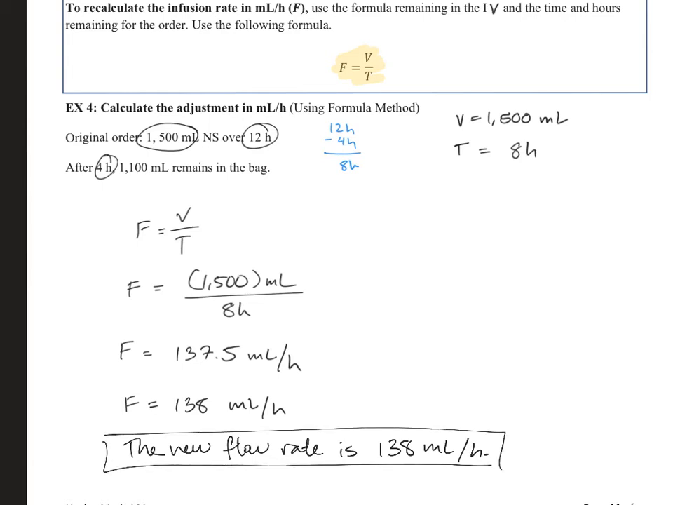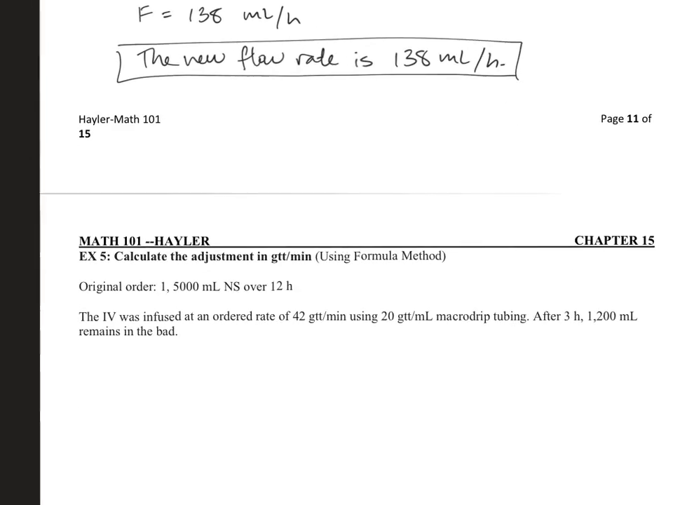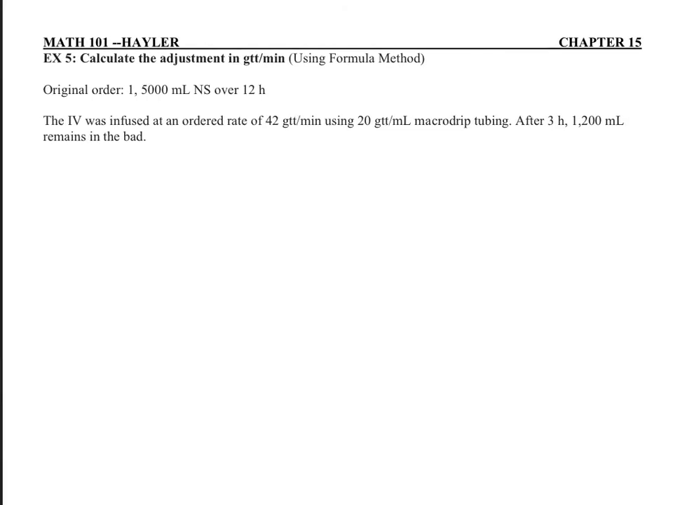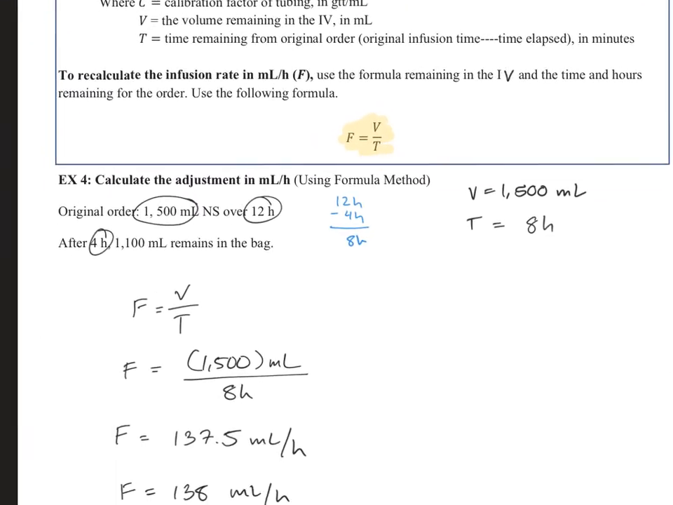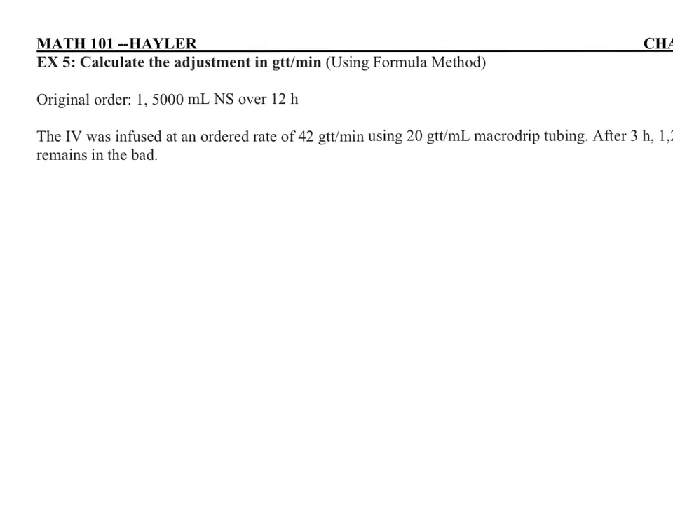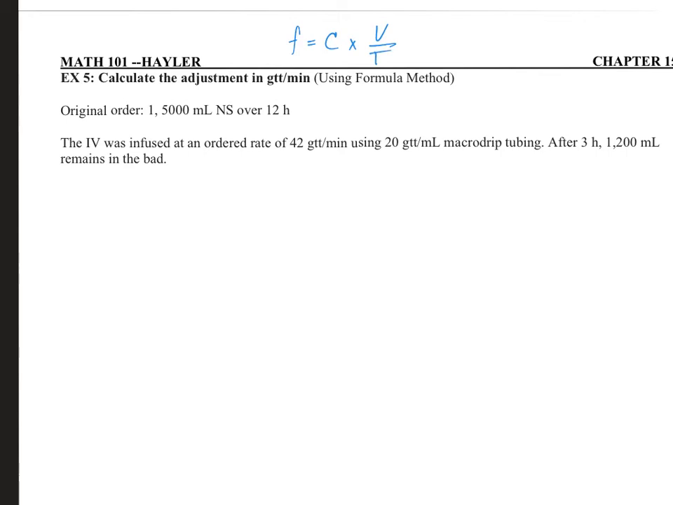Once again, you'd want to check to make sure that the flow rate you're changing it to is allowed by your facility. Let's go ahead and look at example 5. Now we're told to calculate the adjustment in GTT per minute using the formula method. So the formula for that is F equals C times V over T. Let me go ahead and write that down. F equals C times V over T.